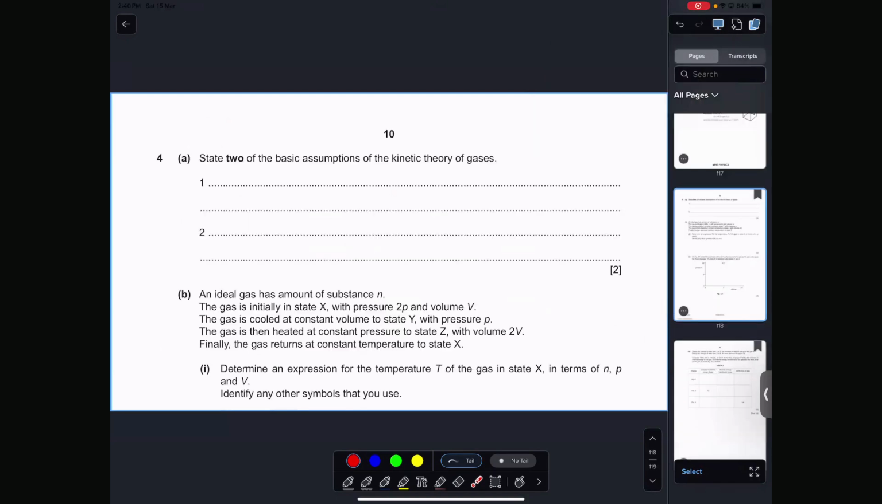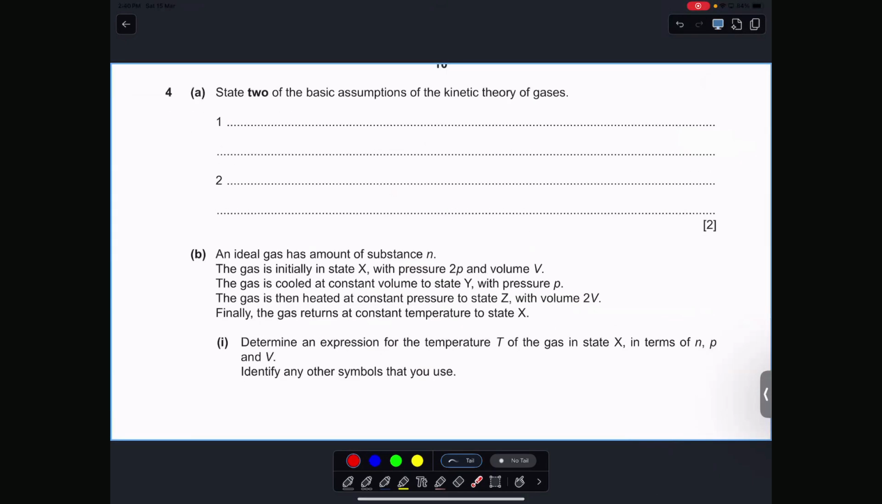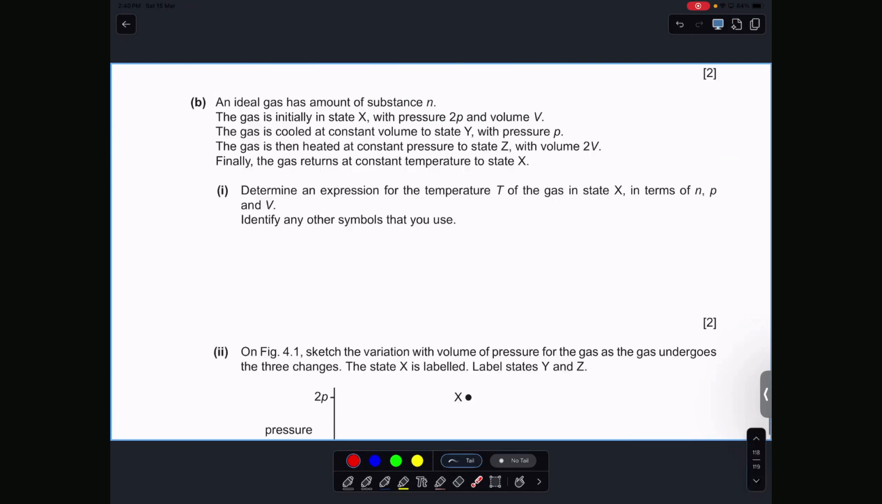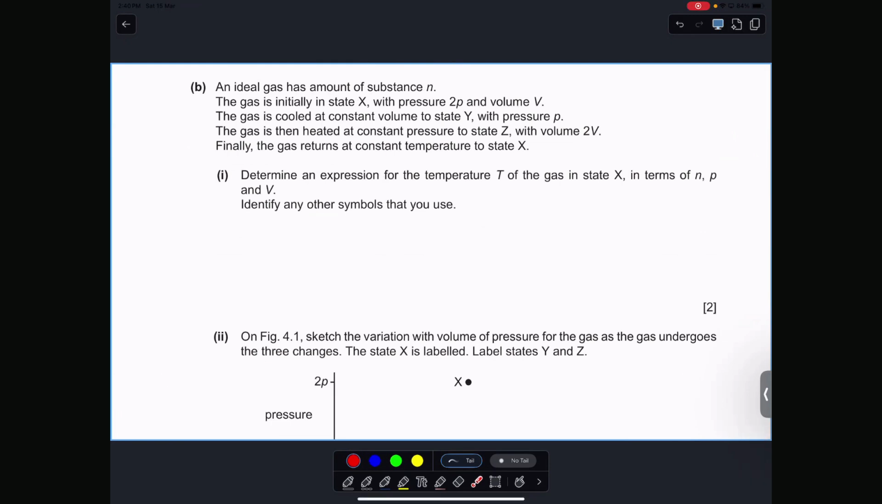Okay, let's try this question. It says state two basic assumptions for kinetic theory of gases. So, what are the assumptions? Actually, there are 5 of them, so এটা না করলাম. Then: an ideal gas has an amount of substance n. The gas is initially at state x with pressure 2p and volume V. The gas is cooled at constant volume.